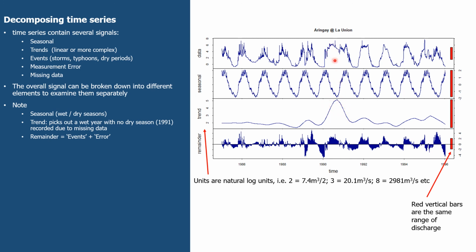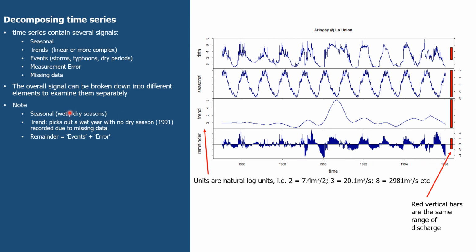So we have to be very careful actually with the missing data. So the trend picks out a wet year with no dry season, but that was due to missing data. So we'd have to be very careful how we handle missing data, and that's a subject we could pick up at another time if you're interested. The seasonality picks out the wet season and dry seasons very well. The trend does show some possible real trends as well. There may be some slight increases going on in the last few years, from 1994 to 1996.